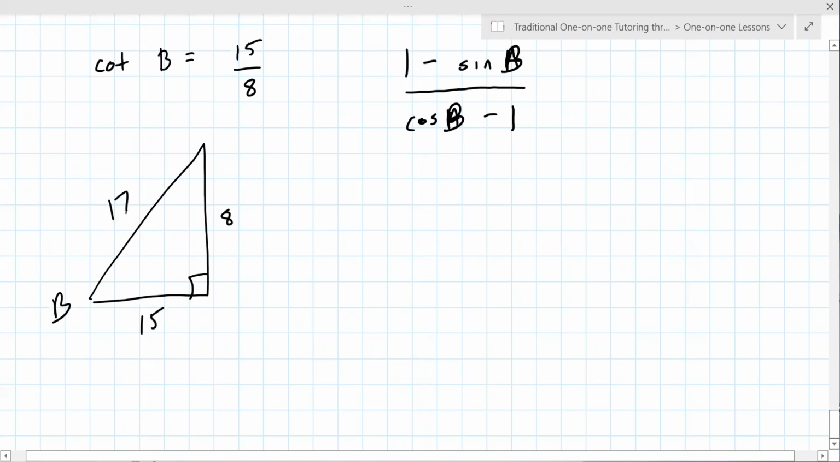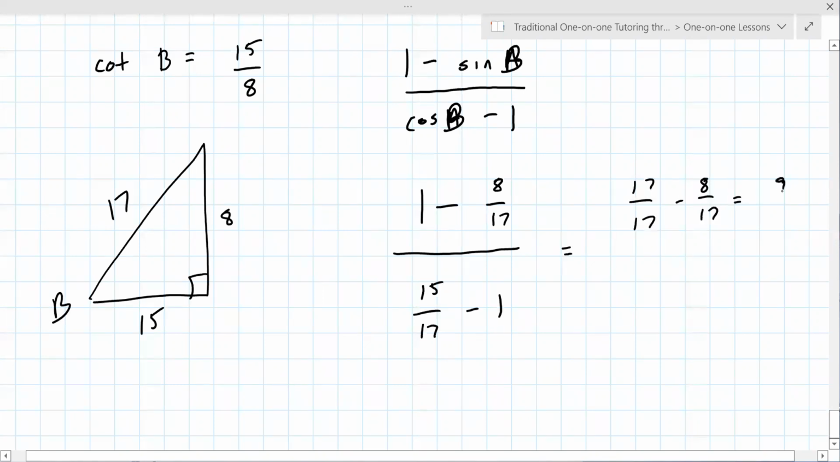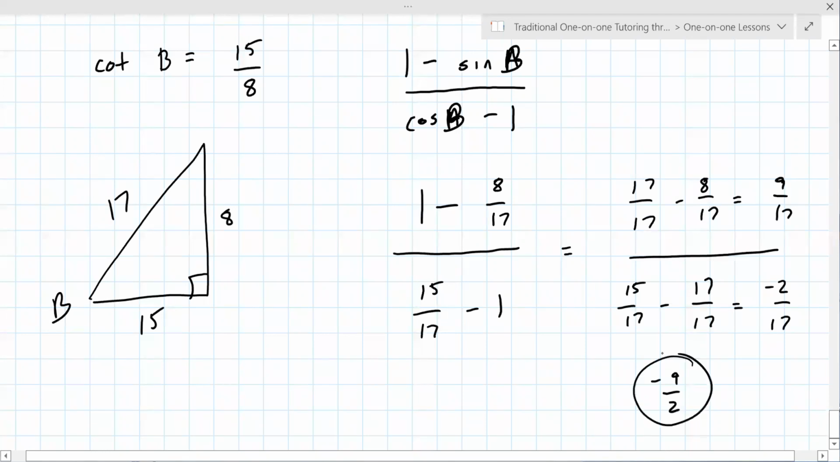Okay, so this is what your triangle should look like. And then sine B would be 8/17 and cosine B would be 15/17. Is that what you have? Yes. Fantastic. So it's 17/17 minus 8/17, which is 9/17. And then it's 15/17 minus 17/17, which is minus 2/17. And the 17s cancel and you get minus 9/2 when you're all done.